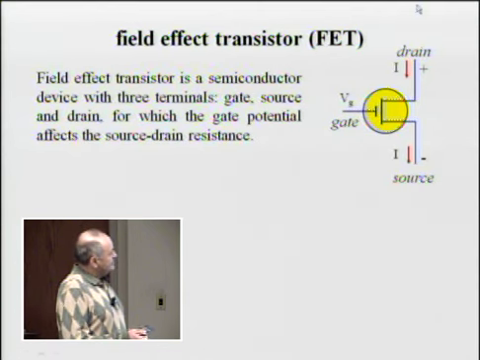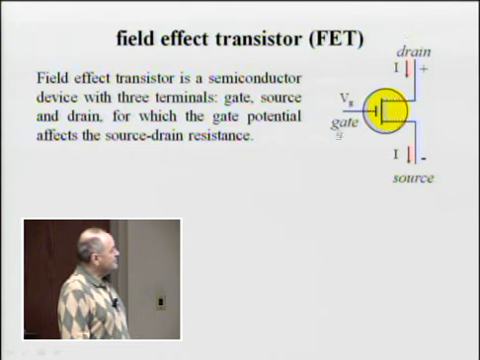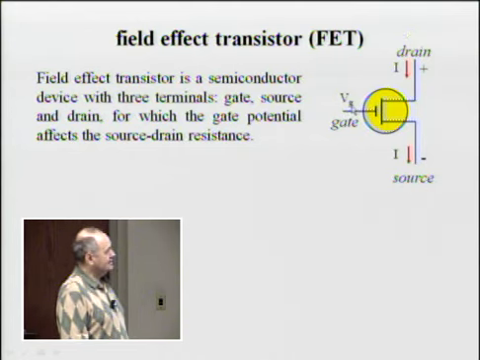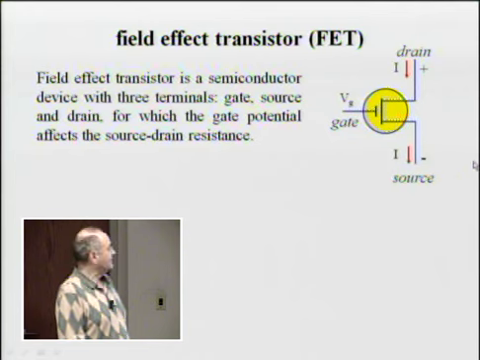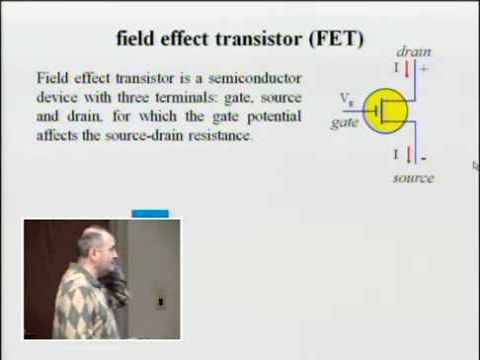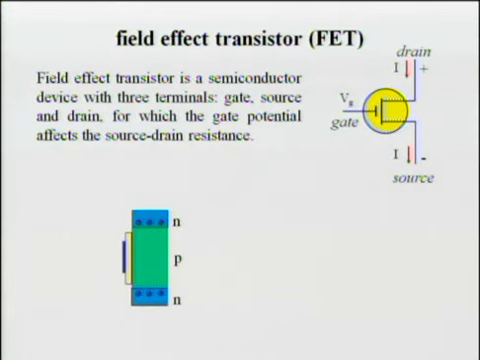What happens in the field effect transistor is that the potential at the gate controls the resistance between the drain and the source. This is how a field effect transistor is made. It also has those three regions, N-type, P-type, and N-type. However, at the surface, there is an insulator and a conductive plate, and these correspond with the terminals.